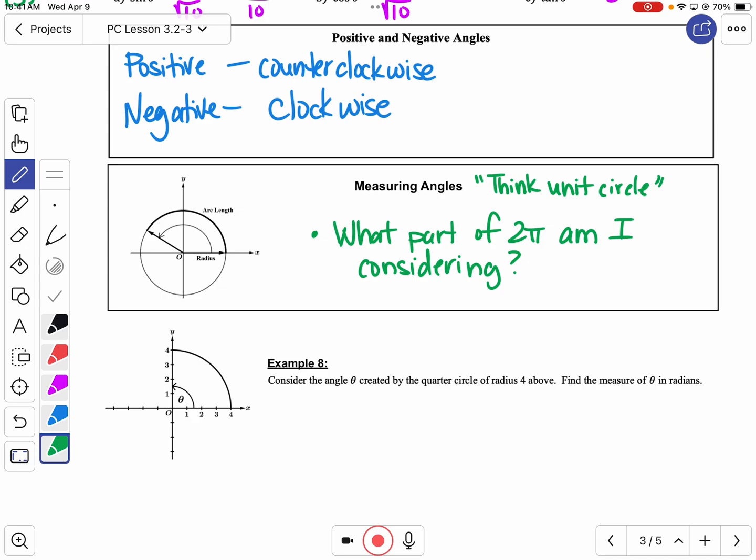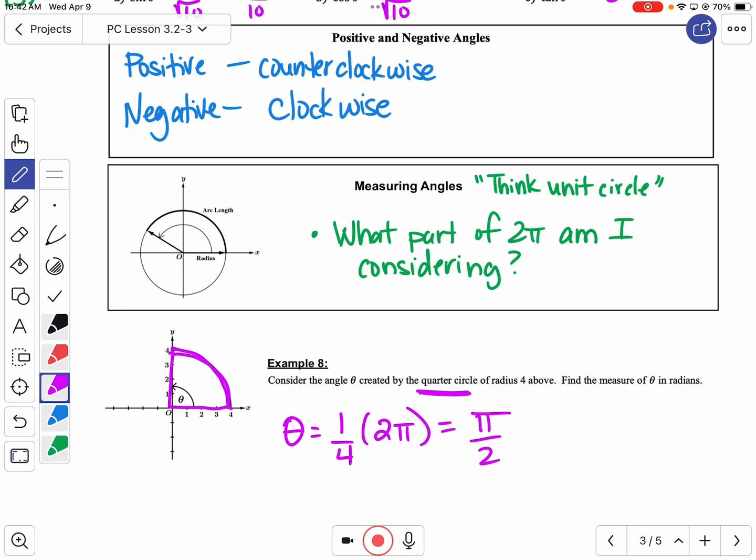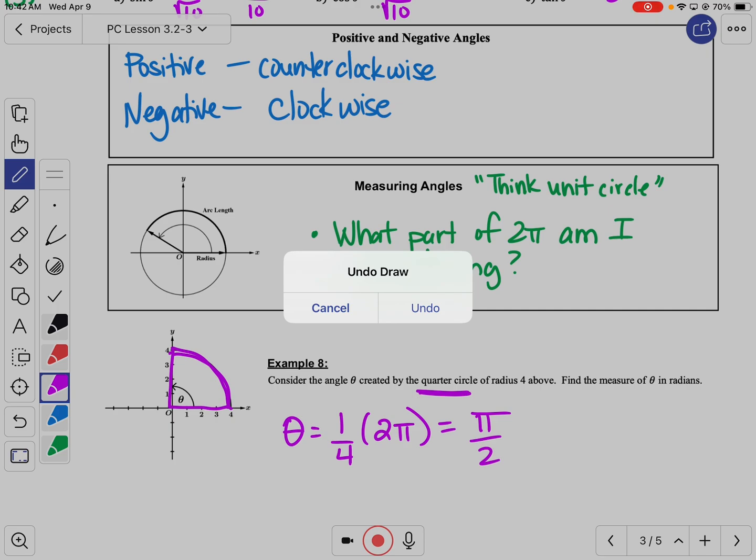So let's look at this one. It says to consider the angle theta created by the quarter circle of a radius 4 above. So here is the portion of the circle I'm talking about. It's a quarter circle. How much is that? It's 1/4 of the total, which is 2 pi. What would that simplify to? Pi over 2. And that's your answer. That's all we're doing, is considering a portion of the unit circle.